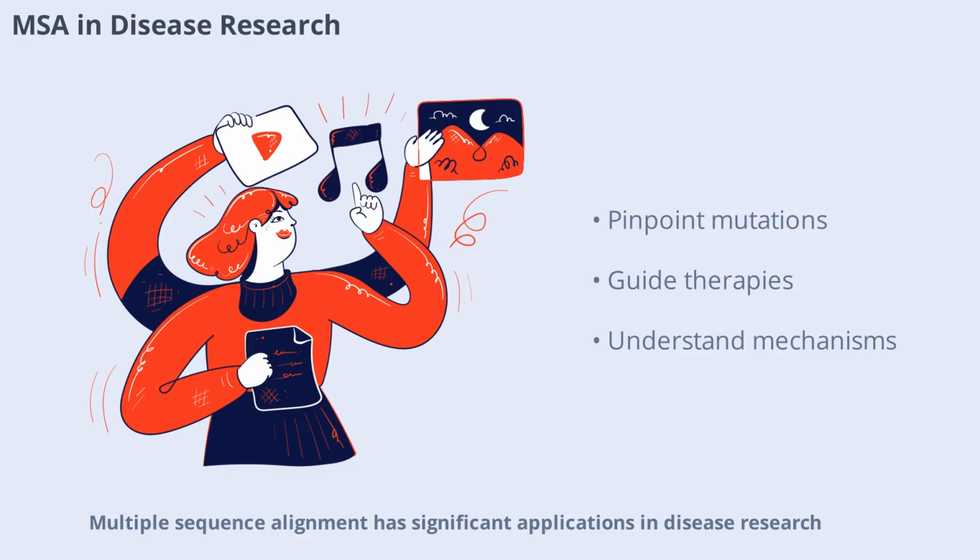Multiple sequence alignment has significant applications in disease research. By aligning sequences from healthy and diseased individuals, scientists can pinpoint mutations associated with specific conditions. This approach is widely used in cancer genomics, infectious disease studies, and genetic disorder research. Identifying disease-associated variants helps in understanding disease mechanisms and can guide the development of targeted therapies and diagnostics.